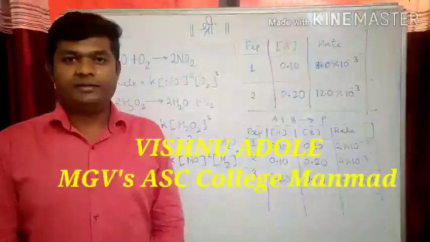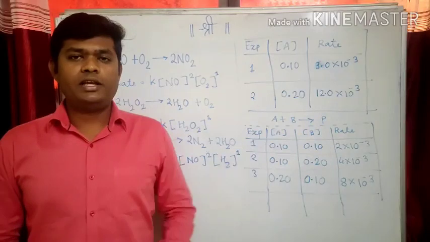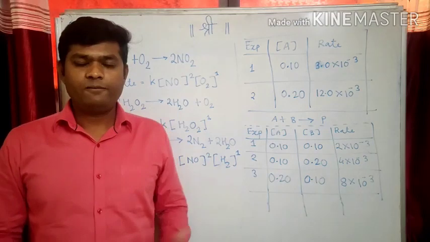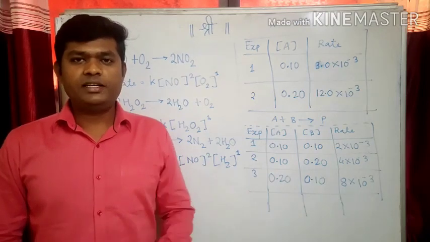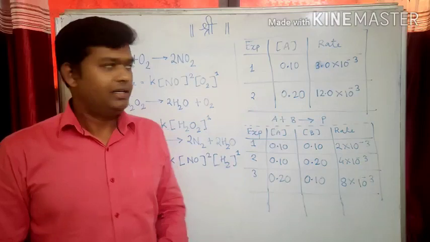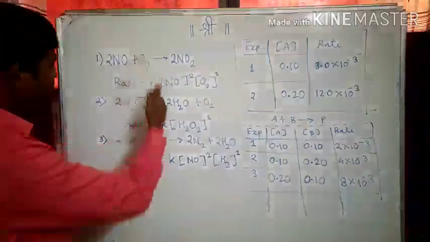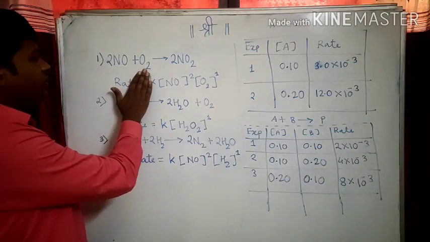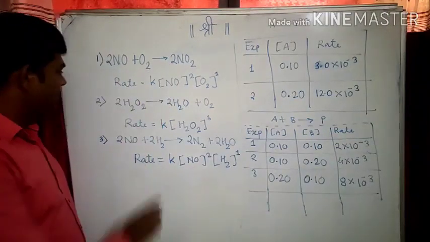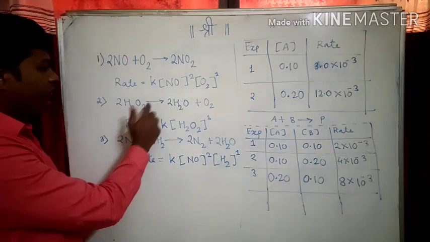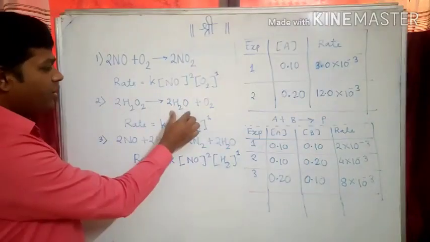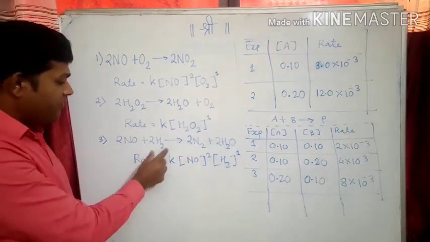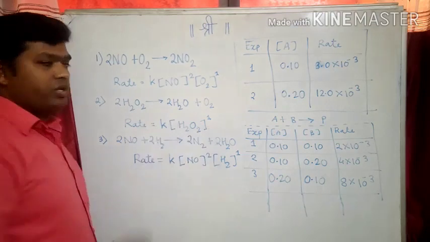Friends, welcome back again. Now, to go in detail about the order of reaction, I have taken some examples from the textbook to understand the concept in detail. Let us see. I have written three equations. First equation is 2NO reacting with O2 to form 2NO2. Second is 2H2O2 decomposing to form 2H2O plus O2. And third is 2NO reacting with 2H2 to form N2 plus 2H2O.